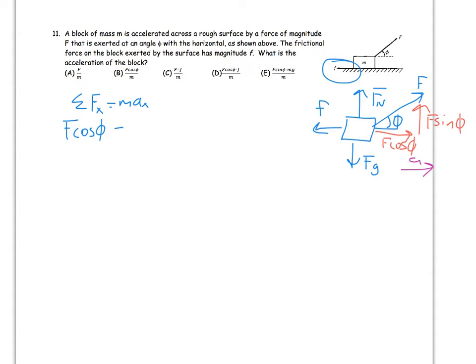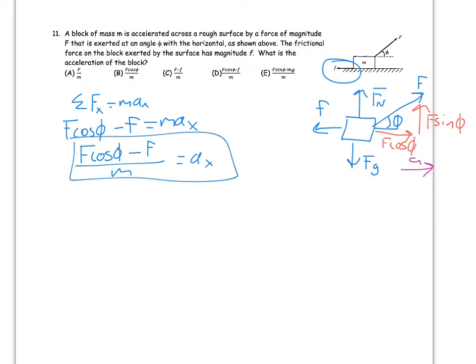So in the x direction, I just have F cosine phi minus little f, that force of friction. That's equal to m times my x acceleration. So if I solve for that acceleration, it's going to be F cosine of phi minus little f all over m, and that's going to be equal to my acceleration. And so we get an answer there of D.